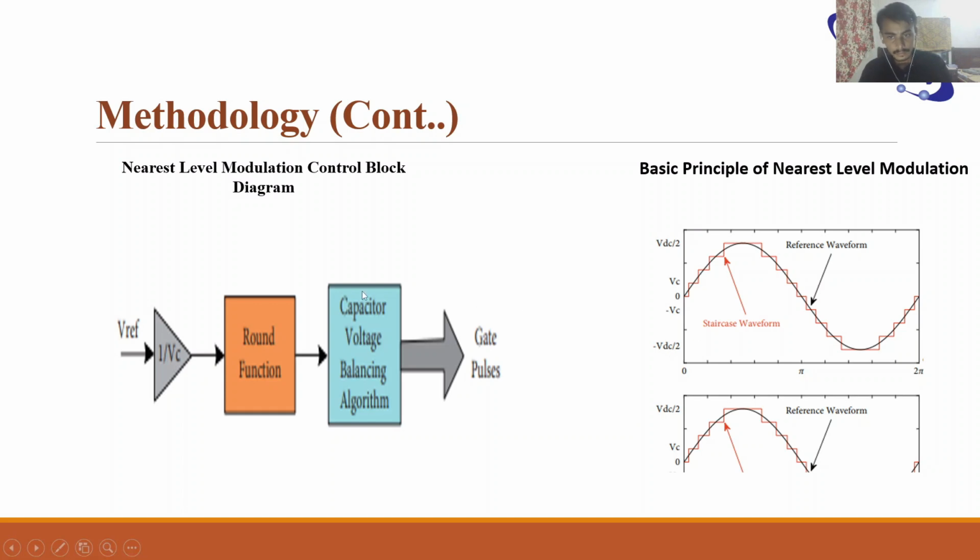In NLM, you have a reference signal and a round function, then a capacitor voltage balancing algorithm, then you generate gate pulses. Here you can see a reference sinusoidal signal is taken and nearest levels are generated through it using the nearest level algorithm for generation of the gate signals.